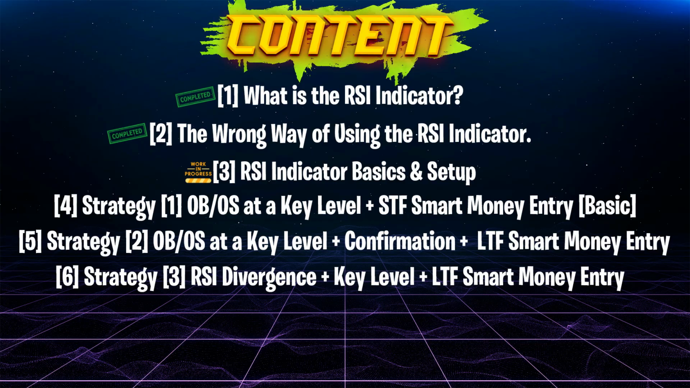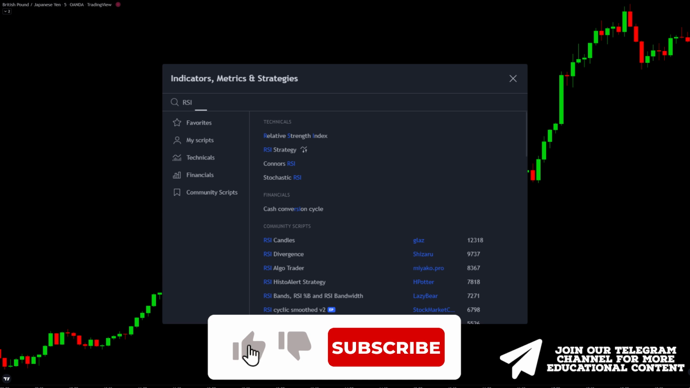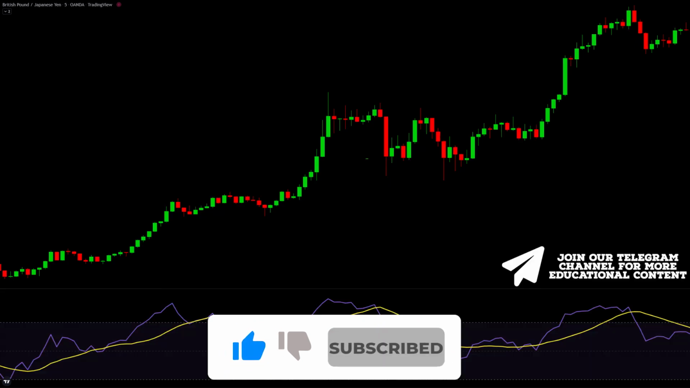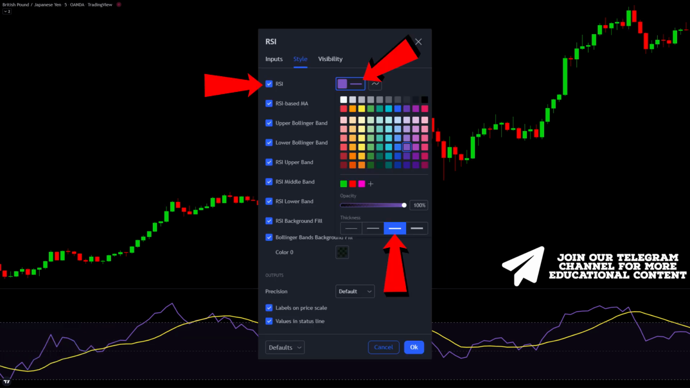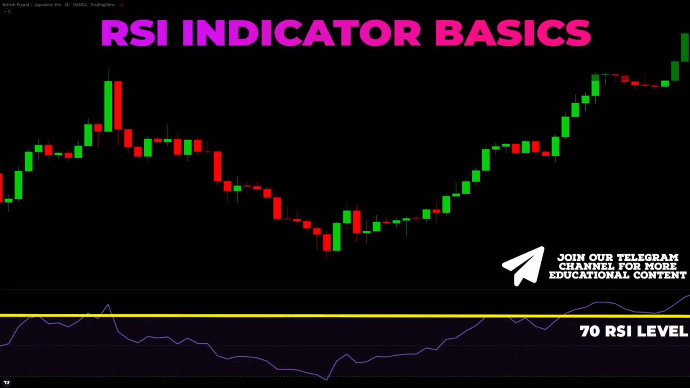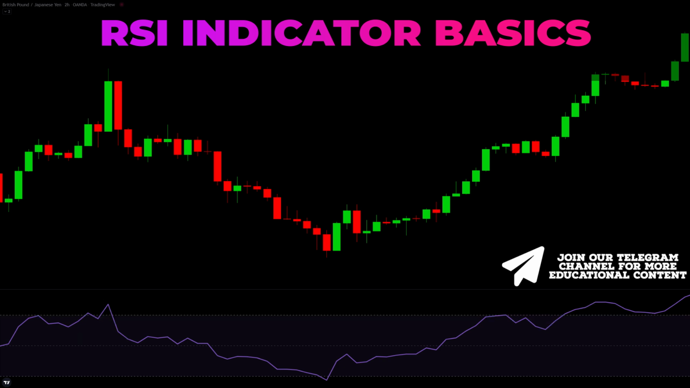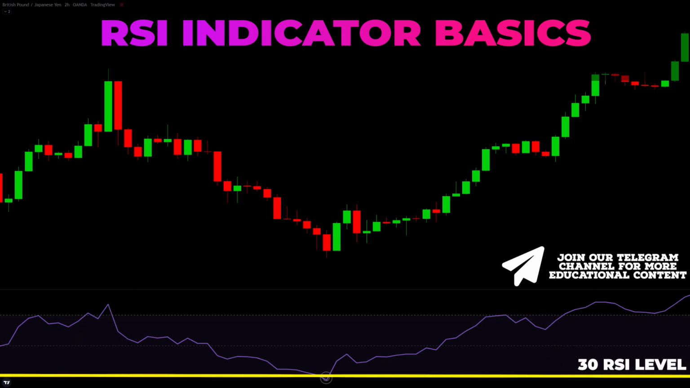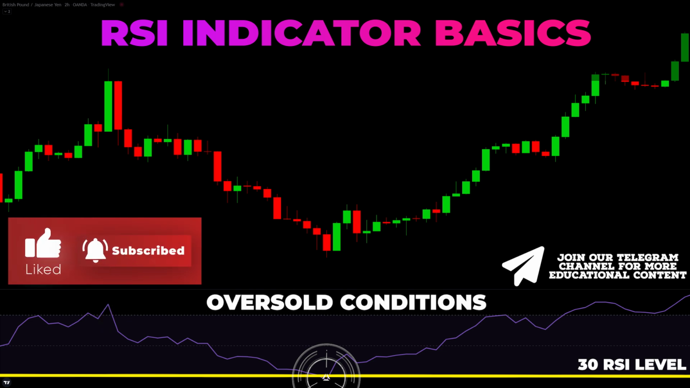Moving on to the next topic. To add the RSI indicator to your chart, open the Indicators tab, type RSI, and click right here. We leave all settings unchanged, but let's open the Style tab and make the RSI line wider. You can also disable the RSI-based MA line right here. So, when the indicator line crosses above the 70 level, the price is said to be overbought, indicating a possible reversal to the downside. At the same time, when the indicator line crosses below the 30 level, the price is oversold, indicating a possible reversal to the upside.